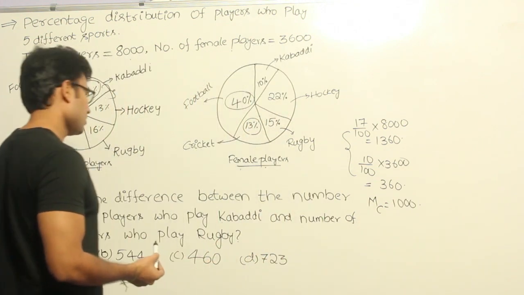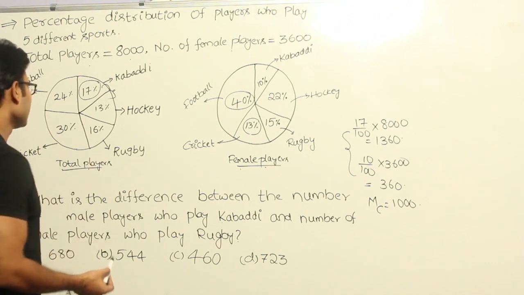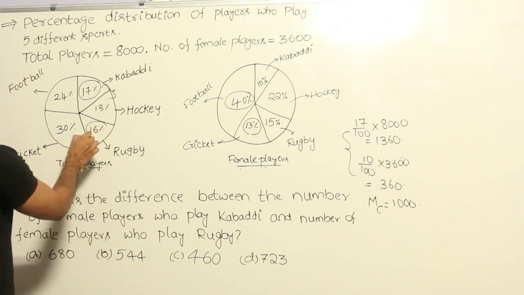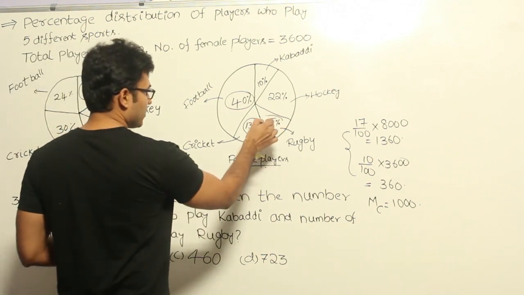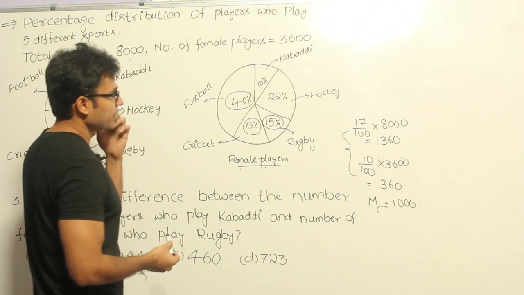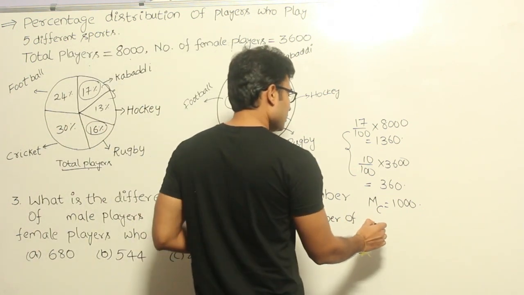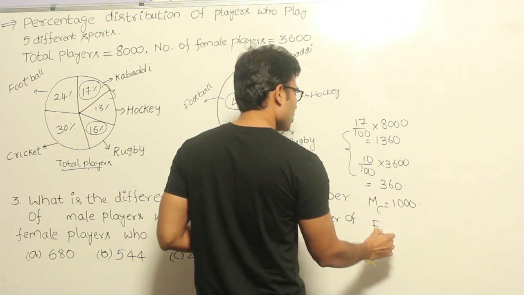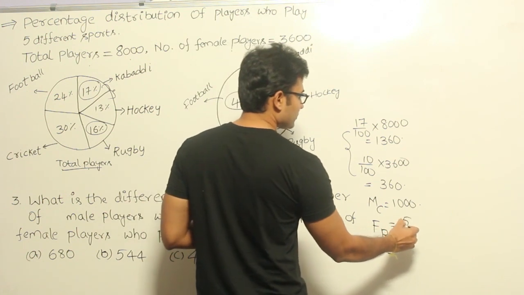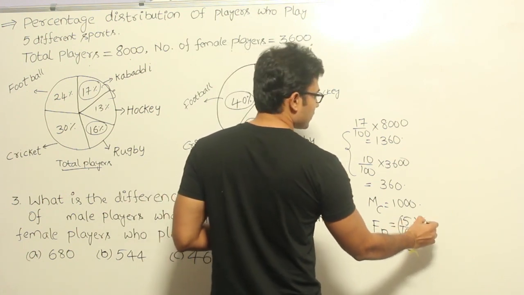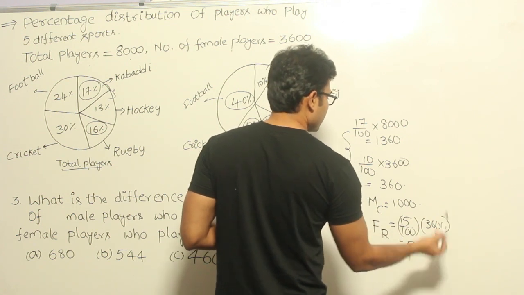And then we are supposed to find out the number of female players who play rugby. So in rugby 15% of the players are playing out of 3600 total female players, right? So the female players who are playing rugby is equal to 15% of 3600. So this is going to be 540.